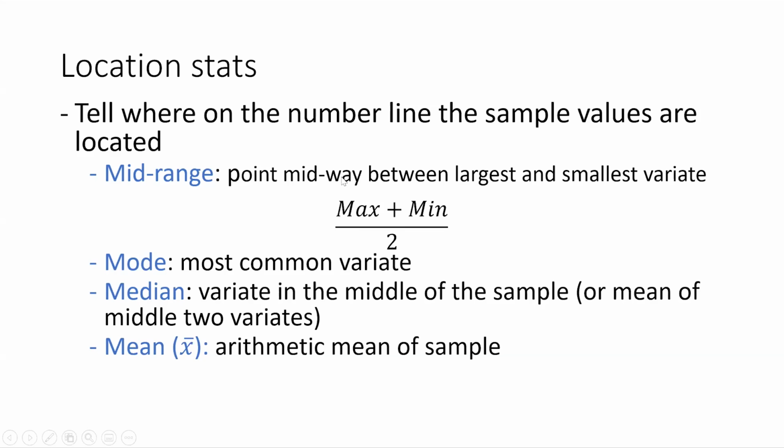The equation for the mid-range is the max plus the minimum divided by 2. So just the average between the maximum value and the minimum value. The equation for the mean, most of you should be aware of, is just the sum of all of the variates divided by the sample size, the total number of numbers used summed together.